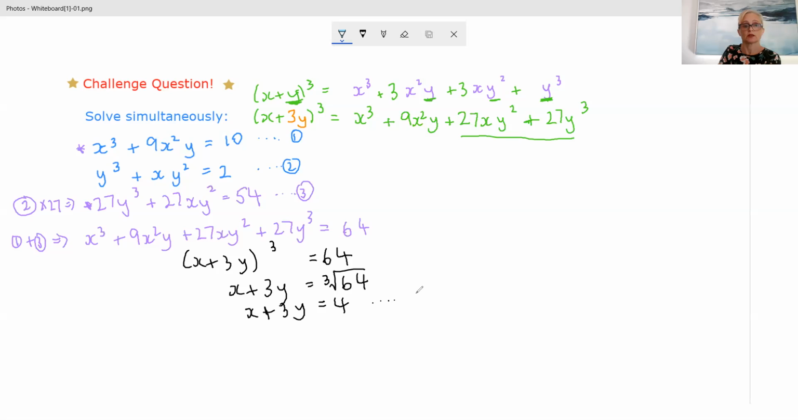Let's call that maybe equation... Oh, well, let's just fiddle with this for a minute. So we'll call this equation 4. So x is going to be 4 minus 3y. Call this equation 4.